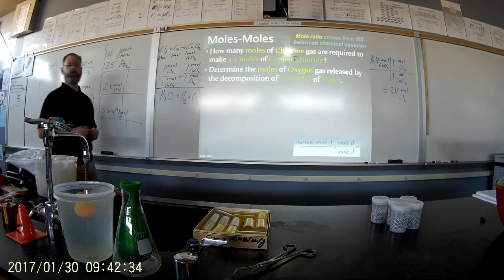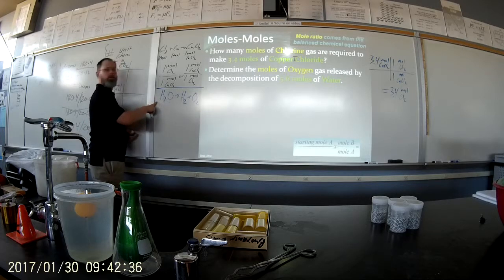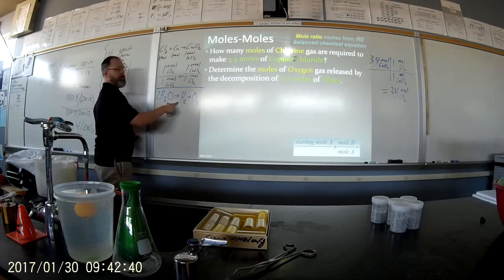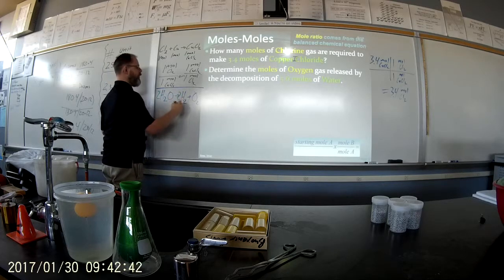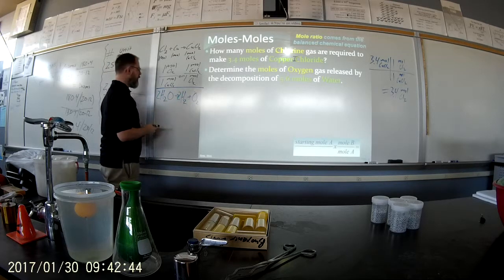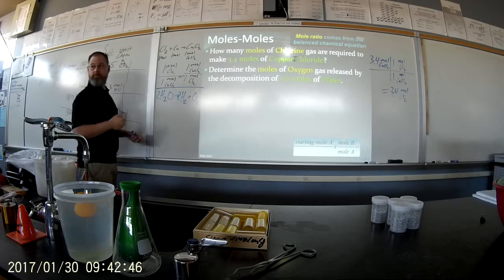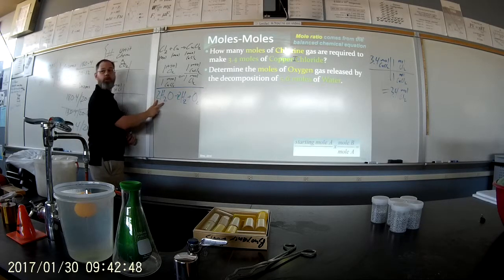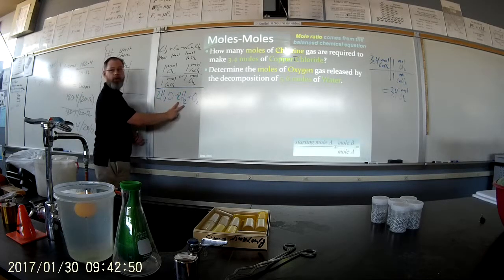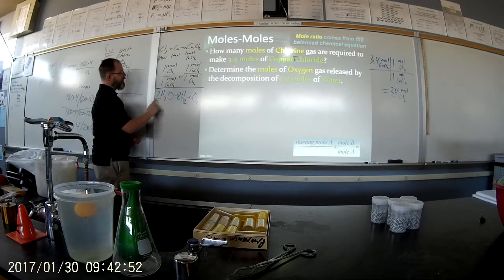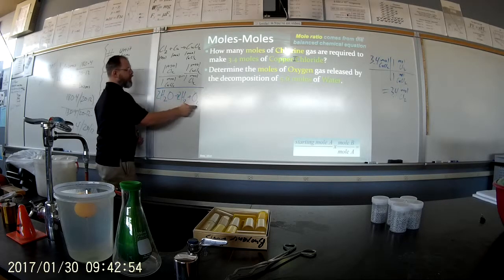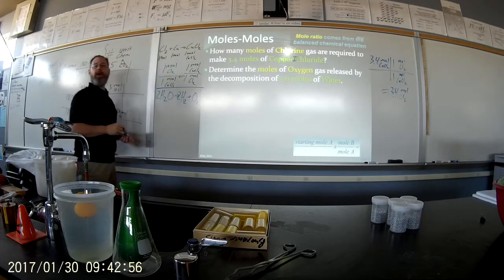There is a scenario where we put a number here. What number should we put here? 2. What number should we put here? 2. What number should we put here? 1. Okay, so let's check our work. Balancing. 2 by 2 is 4 hydrogens. 2 by 2 is 4 hydrogens. Yeah? 2 by 1 is 2 oxygens. 1 by 2 is 2 oxygens, and it's balanced.